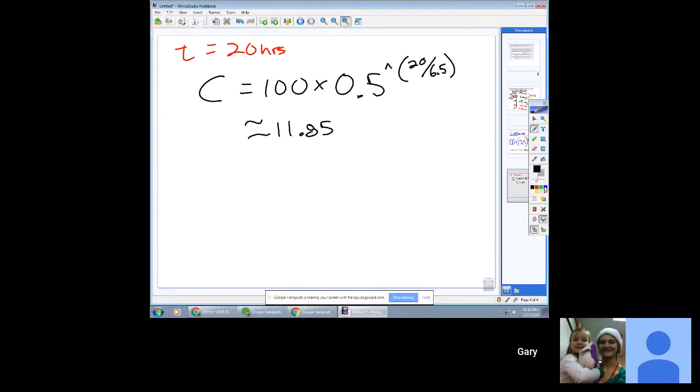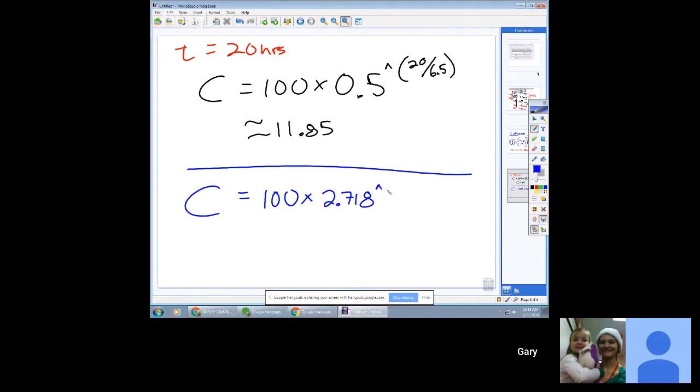The spreadsheet version of the formula said to calculate the caffeine, take 100 times E, the number, which is a lot like pi. I'm going to say E is approximately 2.718 raised to the power negative 0.107 times the time, which will be 20. So that would be the spreadsheet's version of the formula. They look different. Let's see if they match up.